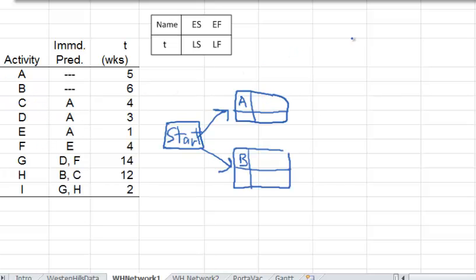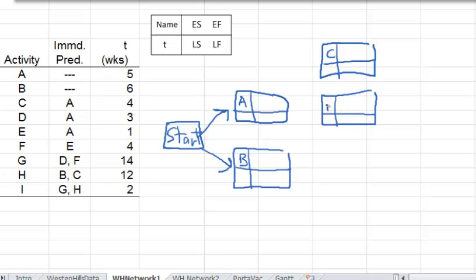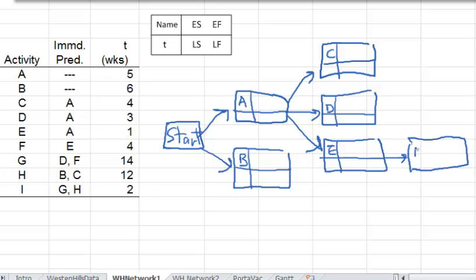Now after A is done, we could do what? Oh, C, D, and E. So next to A, we're going to draw these three nodes: here is C, and then D, and E. And then we have arcs going from A to each of these three activities. Now, after that, we have F. F has a predecessor E, so from E to F, we're going to draw an arc. Now what about G? G has two predecessors, D and F. So from D and F, we're going to have arcs to G.